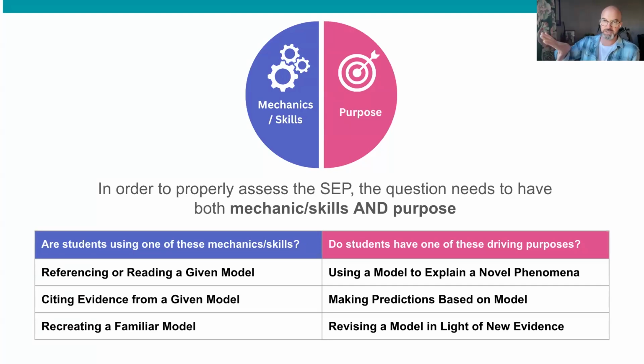So there's some criteria that we've pulled together from many sources, namely from Achieve, in two different ways that we can look at this. And Emily's going to walk us through some examples of what this looks like. We can say, are students using one of these mechanics or skills? Are they referencing or reading a model? Are they citing evidence? Are they recreating a familiar model?